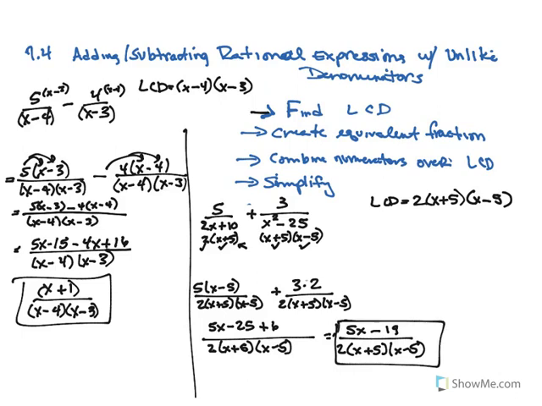So you find your LCD. You have to create the equivalent fraction by figuring out what's the missing factor. You combine your numerators over the LCD and you simplify. So you combine like terms in the numerator, then you see if you can simplify your fraction further. Okay? And that's how you add and subtract rational expressions with unlike denominators.